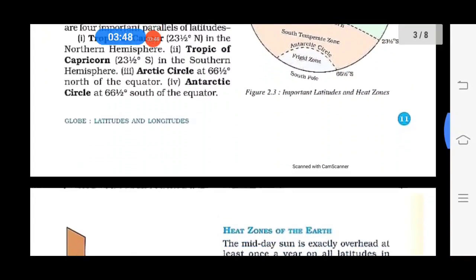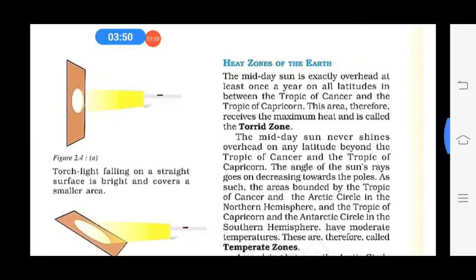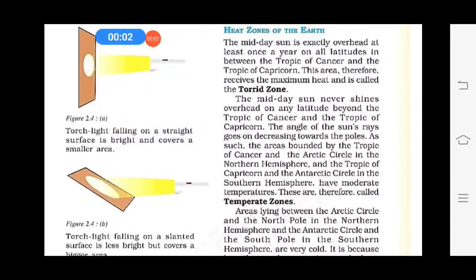Next, we will move to our next topic, heat zones of the earth. On the basis of heat received from the sun, the earth can be divided into 3 heat zones: torrid zone, temperate zone and frigid zone. Torrid zone. Torrid means hot.